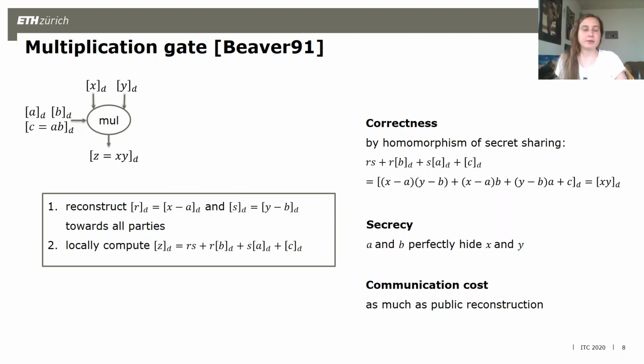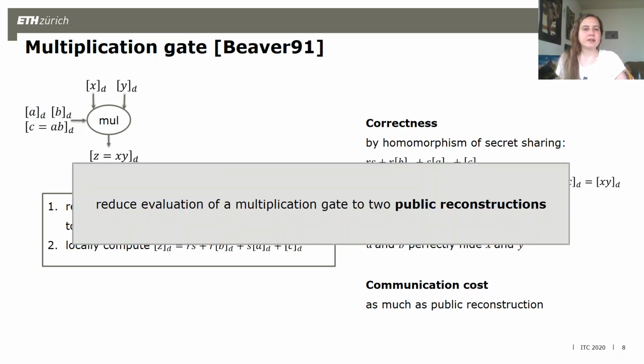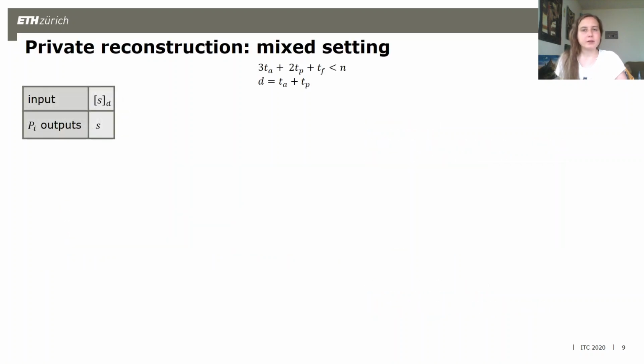So I included correctness. Secrecy is obvious. If you've never seen this, you can pause the video. Otherwise, the punchline of Beaver's technique is that it reduces evaluation of a multiplication gate to two public reconstructions. So now all we need is an efficient protocol for public reconstruction, and this is what we're going to do next. So for this, we first need private reconstruction, meaning that we want to reconstruct the sharing of a value S towards some designated party PI.